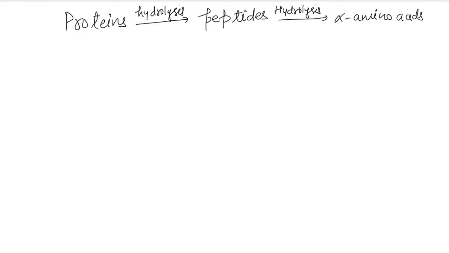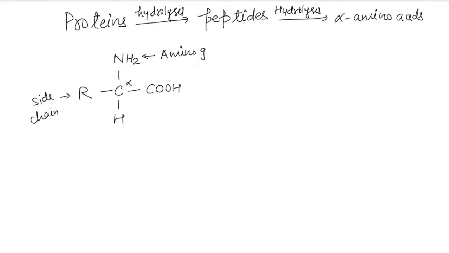Like see, alpha amino acid means, see, this is COOH, alpha carbon. This alpha carbon has NH2 group, so this is called alpha amino acid. There may be R or H, whatever it is. Okay, this is side chain. This one is amino group, and COOH is carboxyl group. So in alpha amino acid there is carboxyl group as well as amino group.